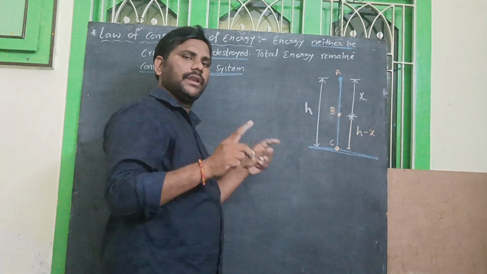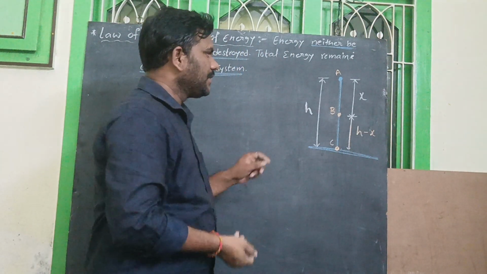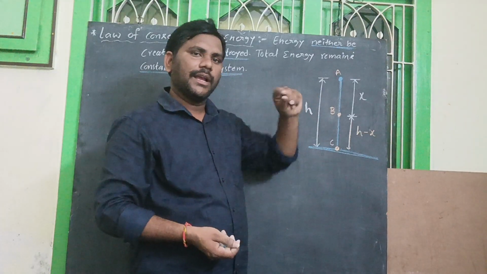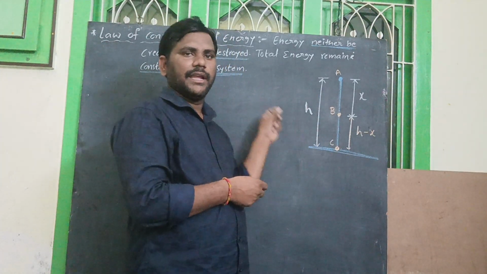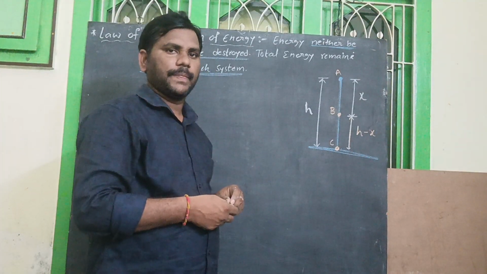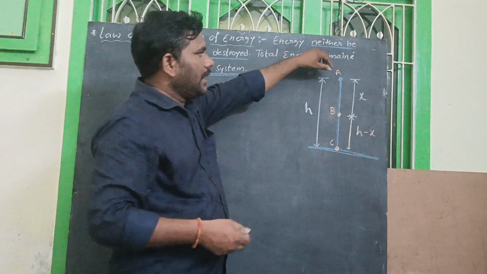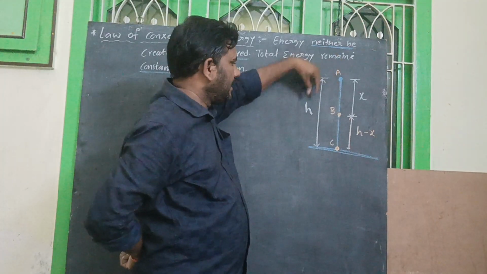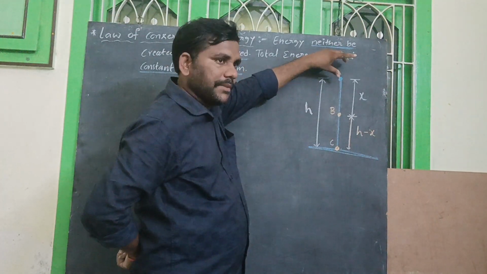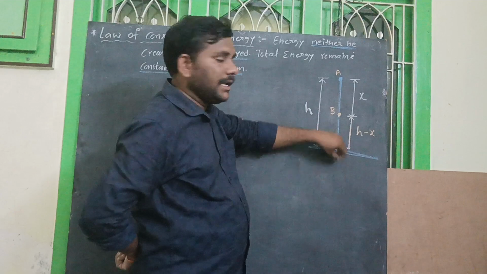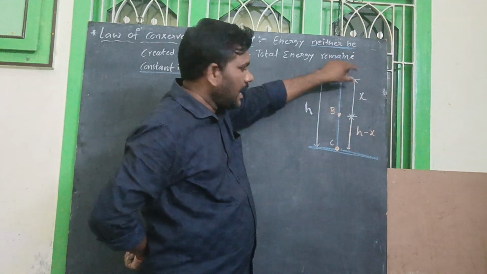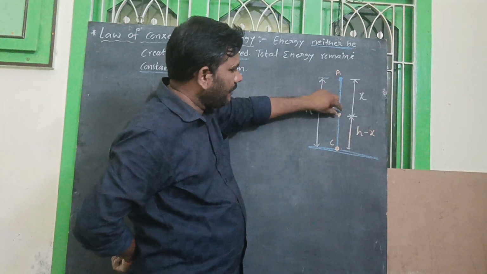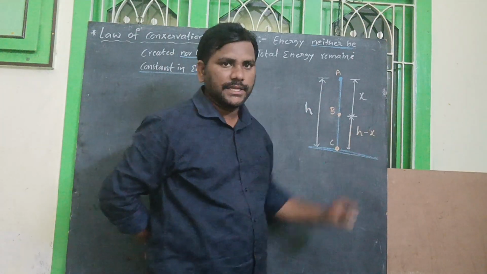So this is very important. The diagram is most important. We can clearly observe the diagram, then we can easily write the remaining question. So first of all, a body at a certain height h is freely suspended, and it reaches the ground. From A to B you can take the height x, and the height from B to C is h minus x.